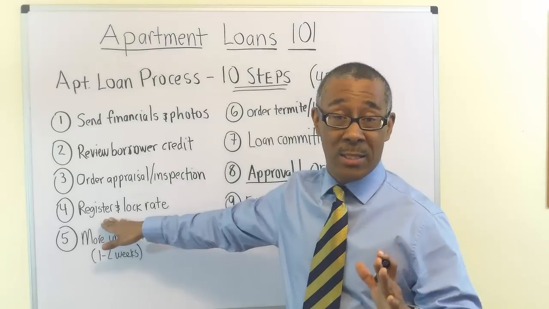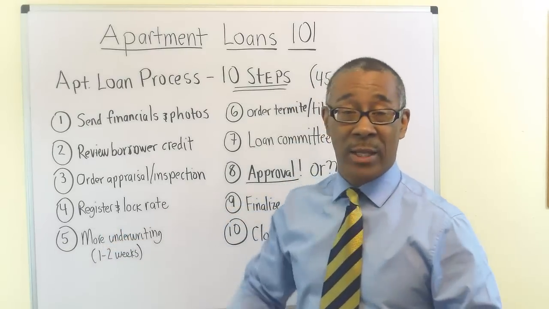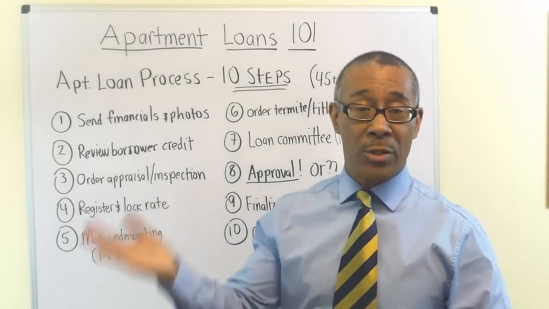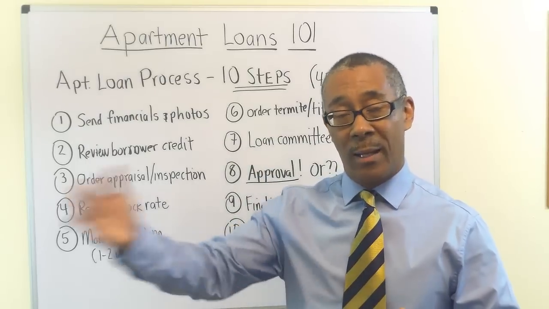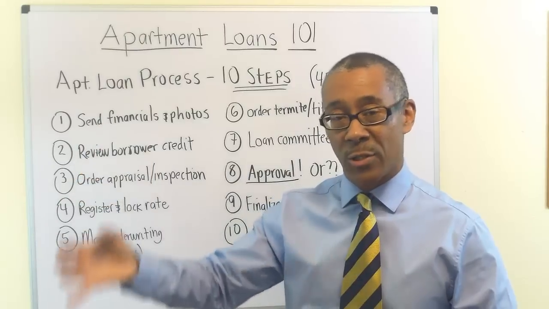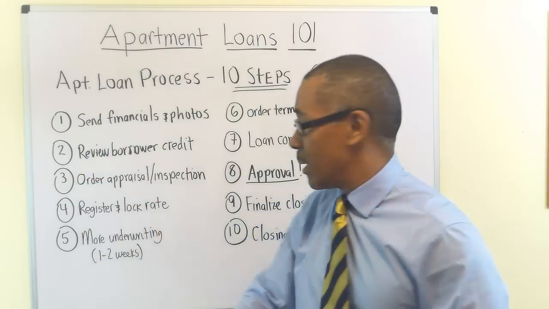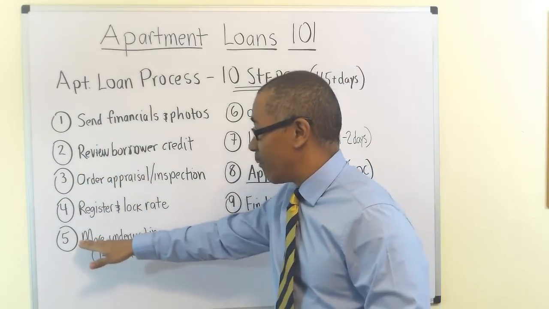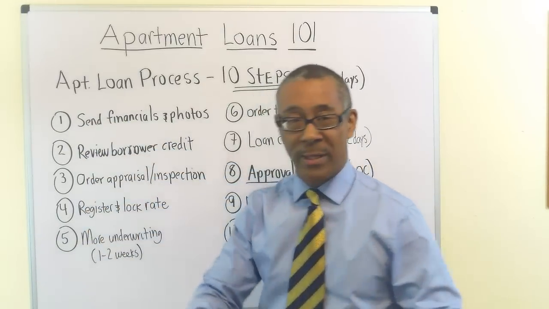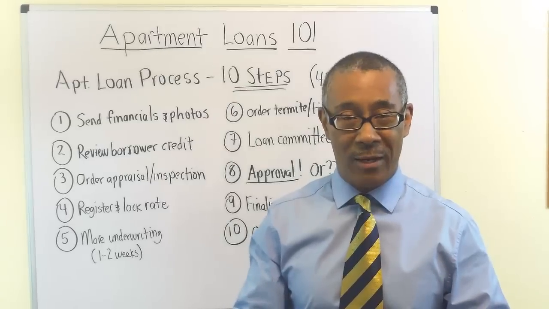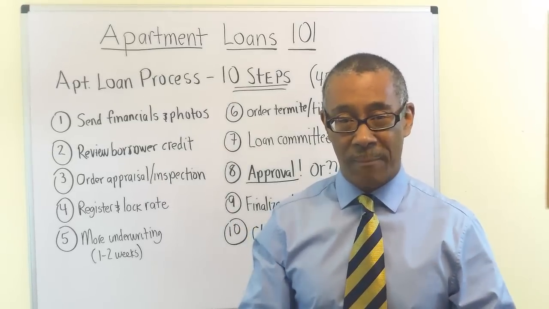And then step four, if 1, 2, and 3 are okay, the lender is going to register the loan into their system and lock down the interest rate. So when you close 30 to 45 days later, the interest rate will be back to where you registered on the day you registered the loan. Steps 1, 2, 3, 4, that is what I consider phase one.